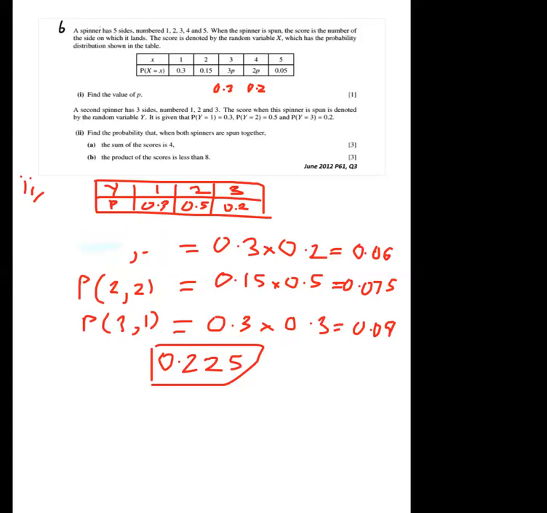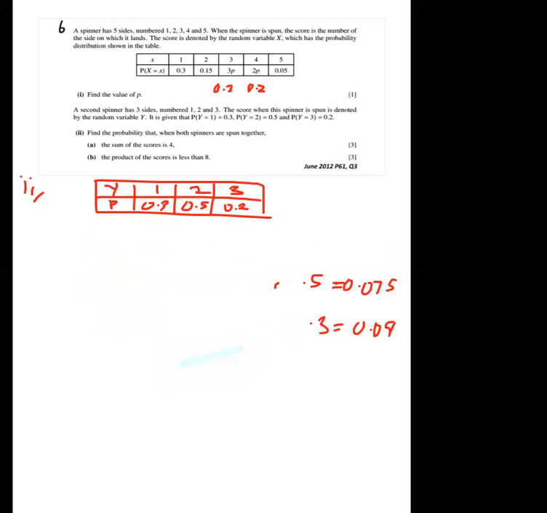Now the second part. Now they're saying that when both the spinners are spun together, the product of the scores is less than 8. Okay, so for this, if there's 1 on the first spinner, then there can be 1, 2, or 3, any of them, because 1 times 1 is 1, 1 times 2 is 2, and 1 times 3 is 3. They're all less than 8.